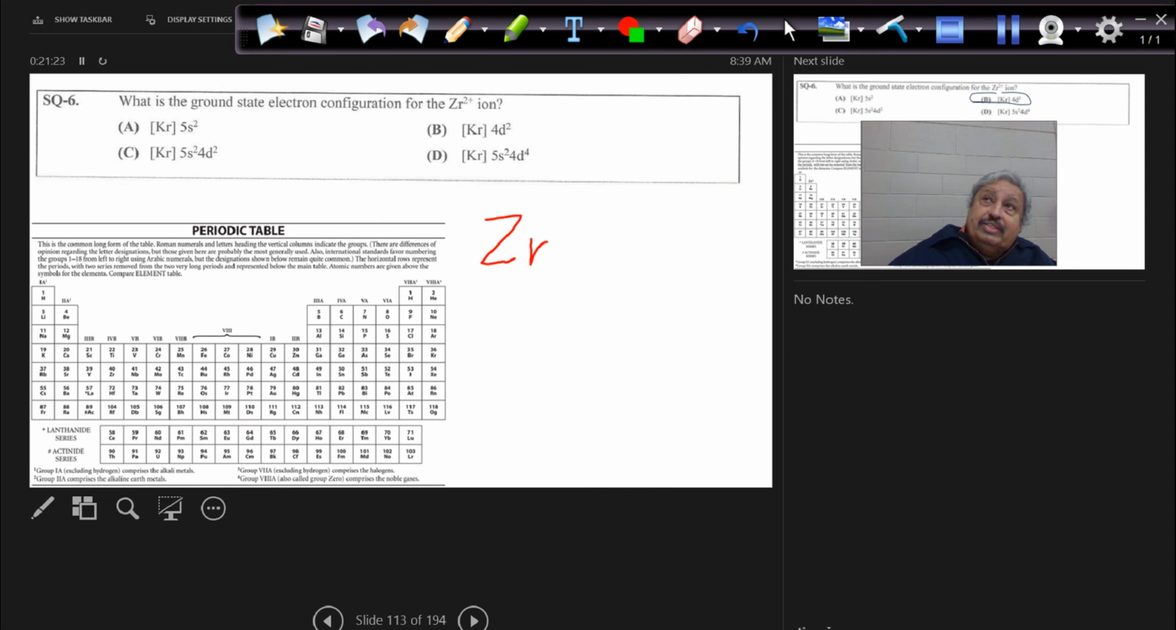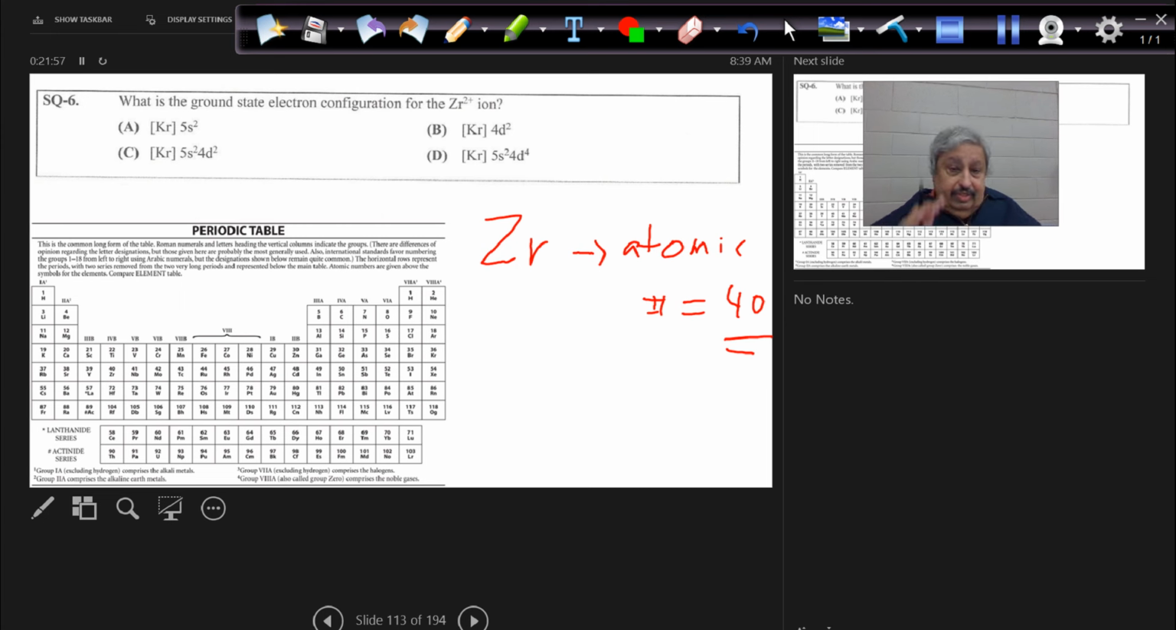Somebody will tell me where is zirconium? Underneath titanium, correct? Underneath what? Titanium. This is 4B. That's group 4B. So zirconium has how many? 40, correct? Everybody following? So the atomic number is 40. Everybody's looking at the periodic table? Yes, so that is 40.